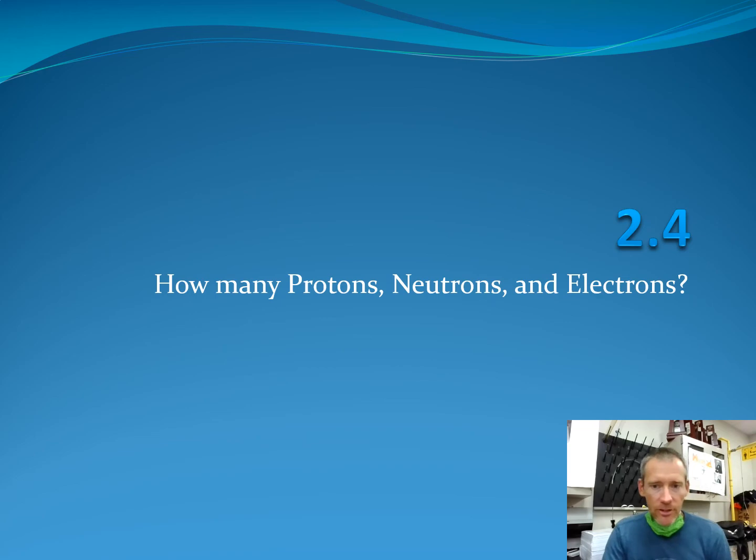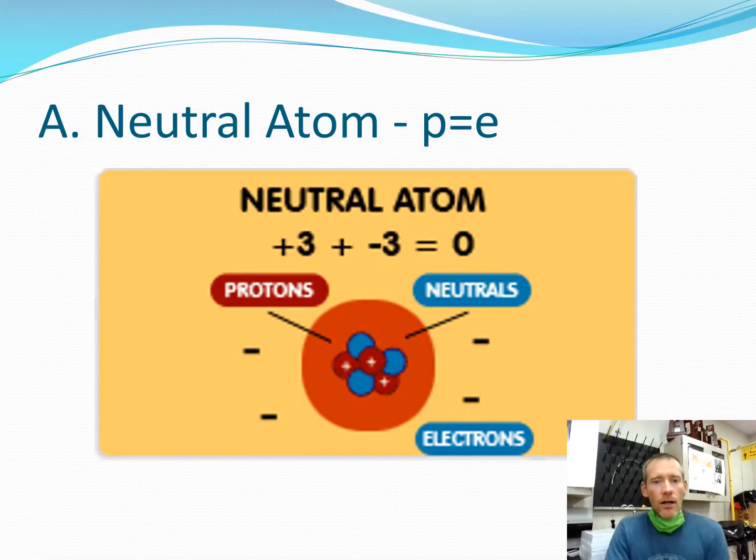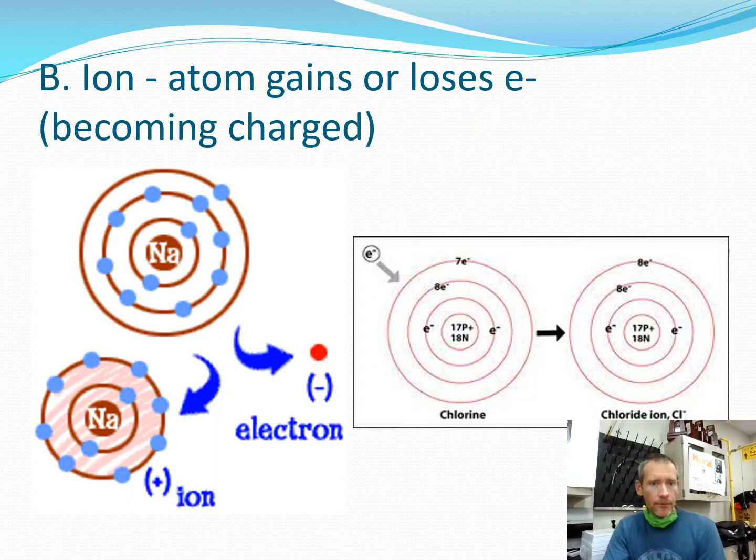How many protons, neutrons, electrons? All right, so a neutral atom has the same number of protons and electrons, and the mass can be found by looking at the number of protons and neutrons. Now, what happens if you do gain or lose electrons? You become charged. You become positive, a cation, or negative, an anion.